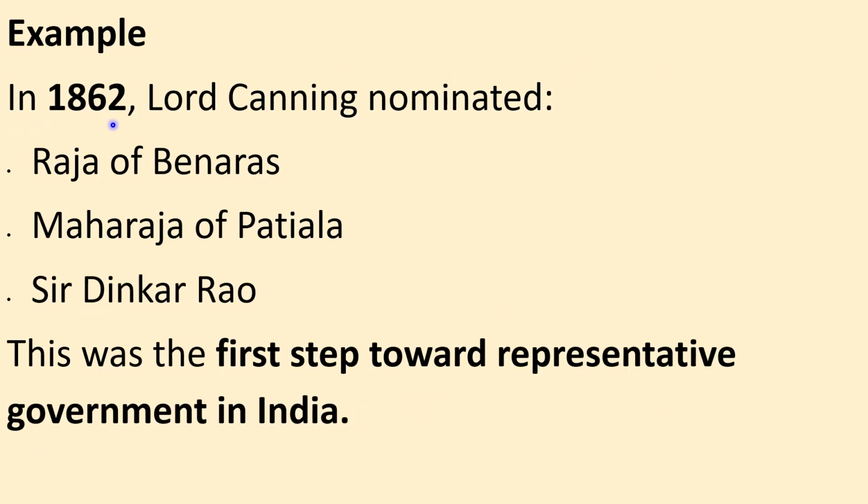In 1862, Lord Canning nominated the Raja of Benares, the Maharaja of Patiala, and Sir Dinkar Rao. This was the first step toward representative government in India.